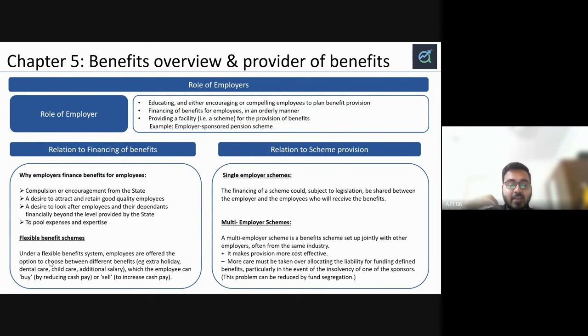Advantage is something which I personally believe you can take care of, because it's a very practical and open-ended question, and the premise of the question changes from question to question. Question A ka premise versus question B ka premise will change the direction of your answer, but it won't change the essence. So a flexible benefit scheme is basically wherever you are providing flexibility to the employee of deciding between alternatives.